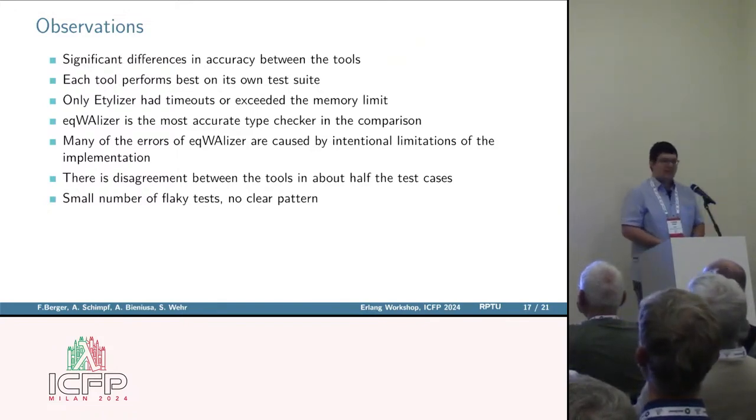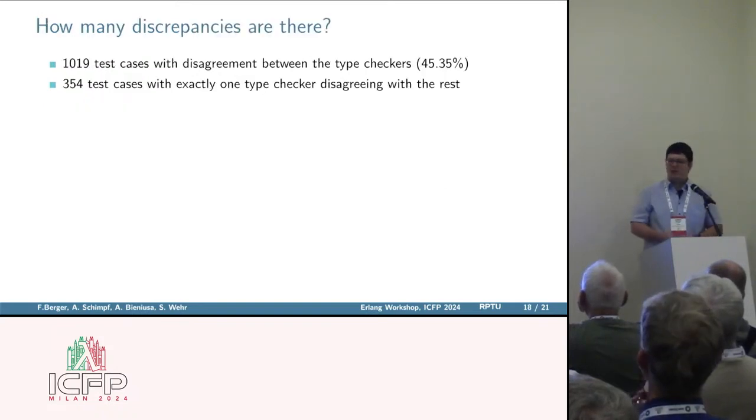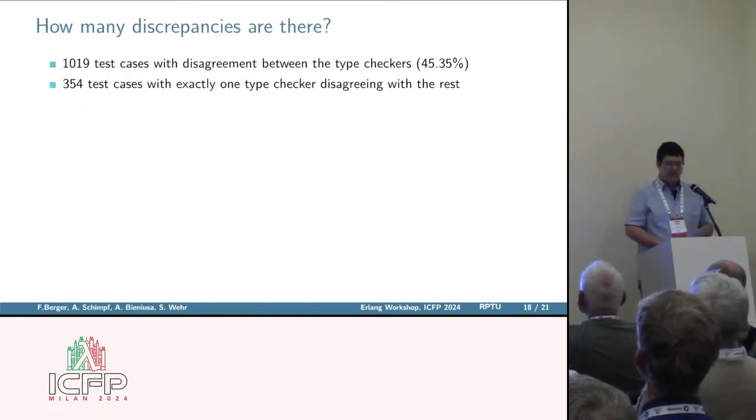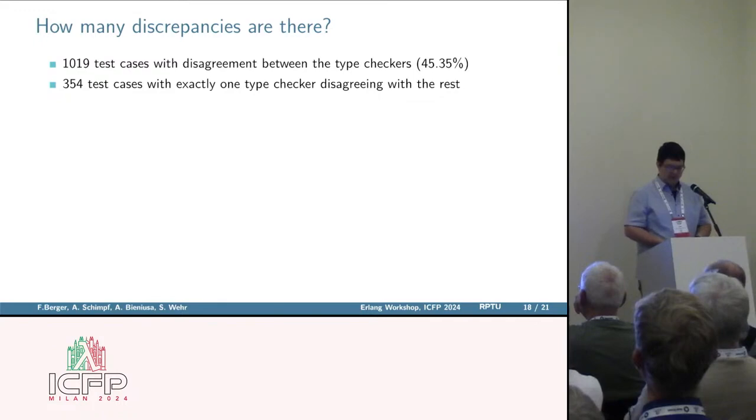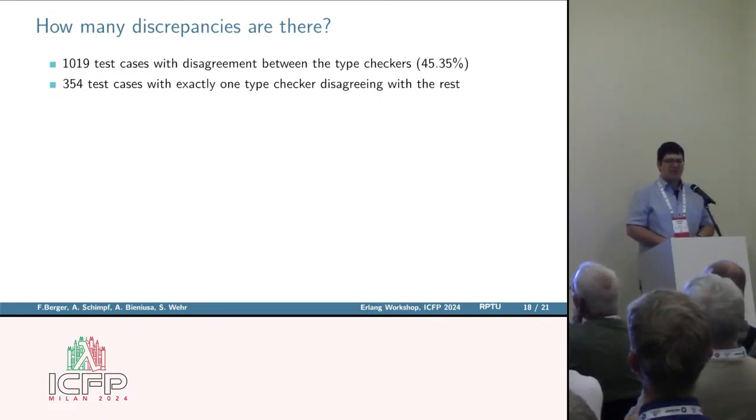Now, let's get back to our initial questions, why we even wanted to do this comparison. How many discrepancies are there? Well, as we mentioned, the overall diverging results are the discrepancies that we mentioned. In total, 1,019 test cases, which is a bit less than half of the total test cases, which is kind of high, to be honest.